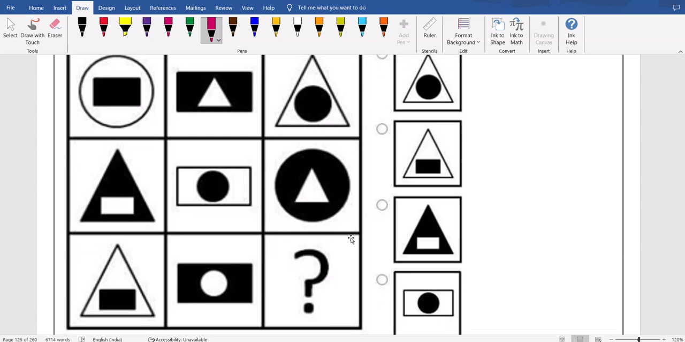Similar logics we already discussed. Fine, I can eliminate this option directly because the outside should be a plain thing. Guys, if you see the first row, how many times did the rectangle come? First row, rectangle how many times? Triangle, circle. In the second row you also observe rectangle two times, triangle two times, circle two times. Now the last, rectangle came two times.